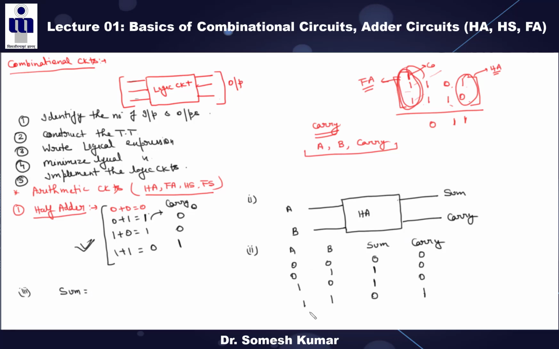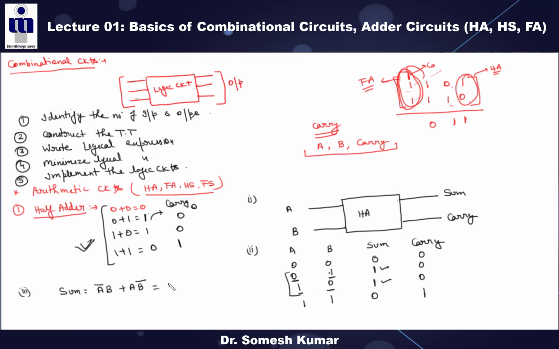From seeing this truth table, what is sum basically? What is the logical expression of sum? It is 1 and 1. At this position it is 1 and 1. So at this position what is A and B? We can write SOP form like this: A bar B plus A B bar, right? This is A bar B plus A B bar, right?